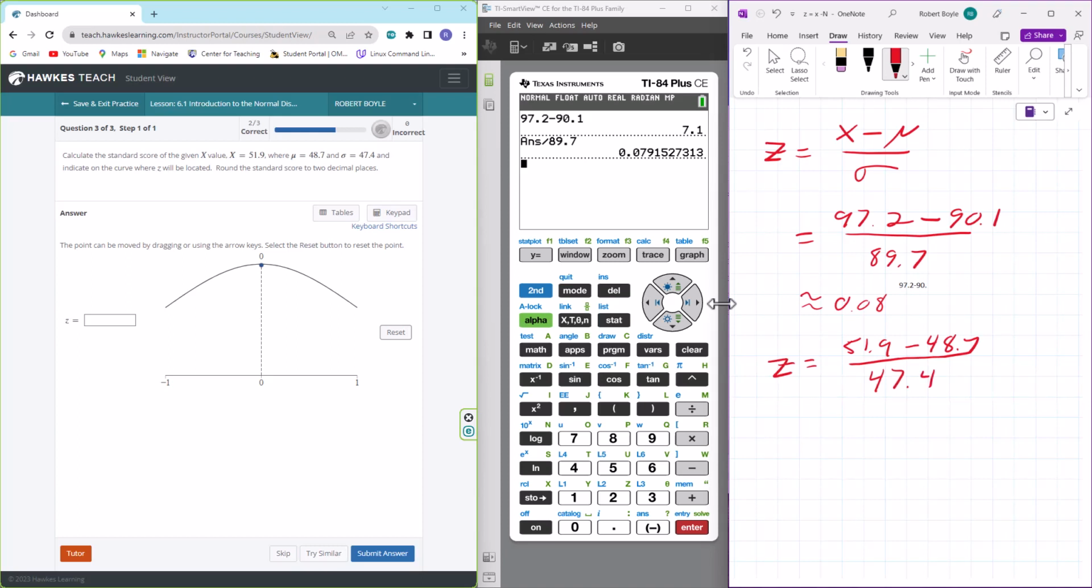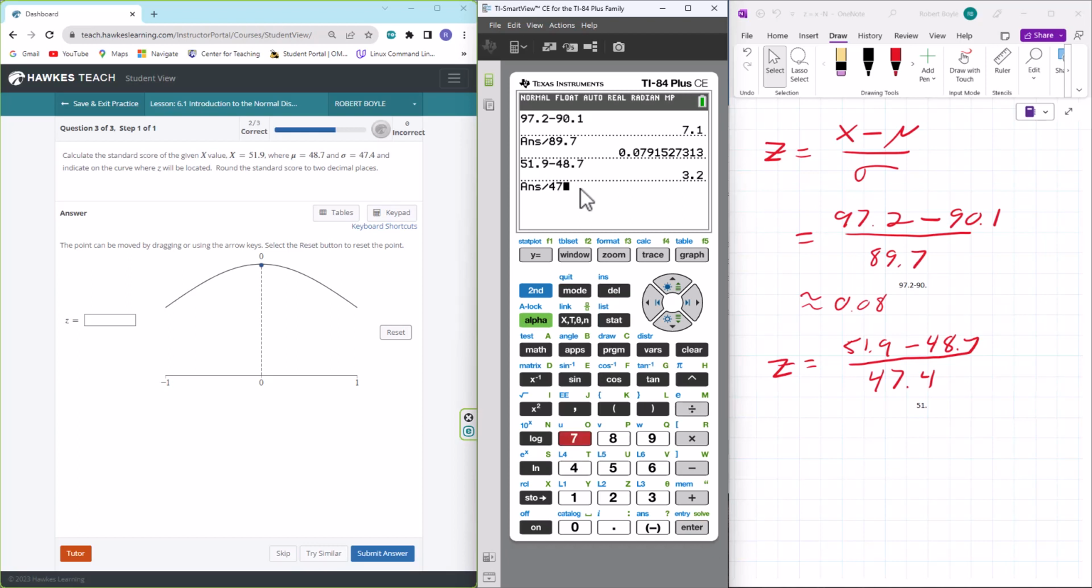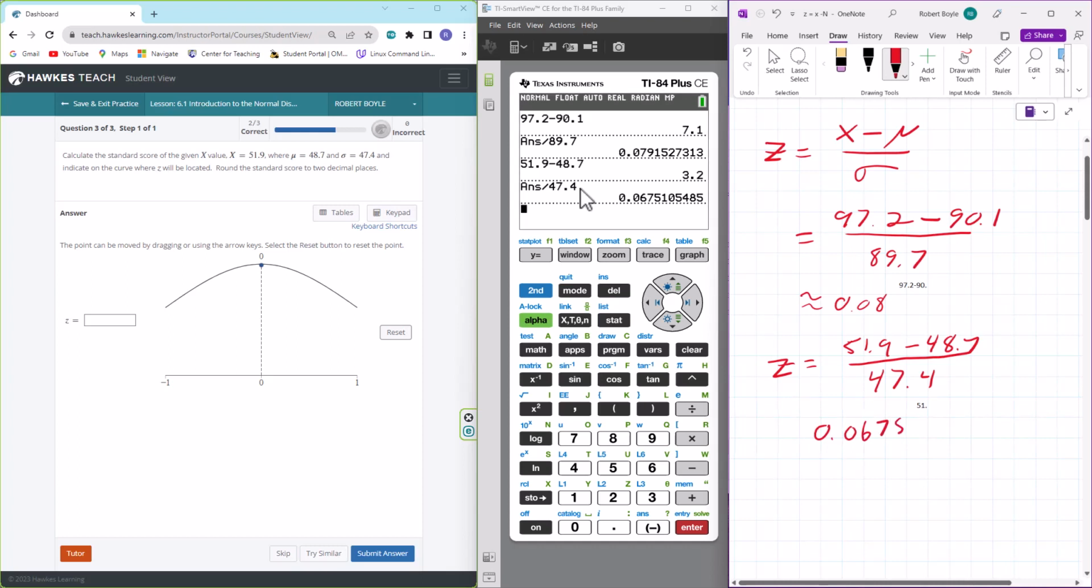And we can compute these the exact same way. First get to the calculator. There we go. 51.9 minus 48.7. That's our answer. Hit divide, and then 47.4. And that gives me 0.0675. Now we want to round this to 2 decimal places. This is my second decimal place. This is my third. That is 5 or greater, so this is going to round to 0.07. Come over here, 0.07.